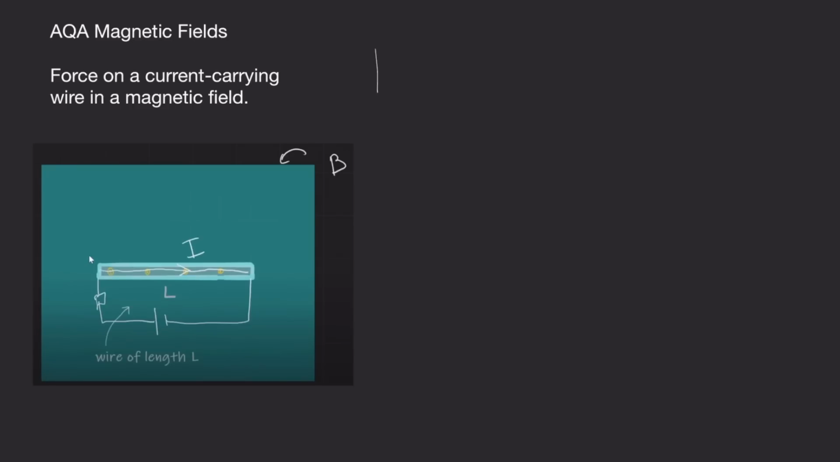The magnitude of that force will be proportional to the current. It will also be proportional to the length of the conductor within the magnetic field, and will also be proportional to a new quantity which is equivalent to the magnetic field strength, but we call it magnetic flux density. This here is just B. We measure that with Tesla.